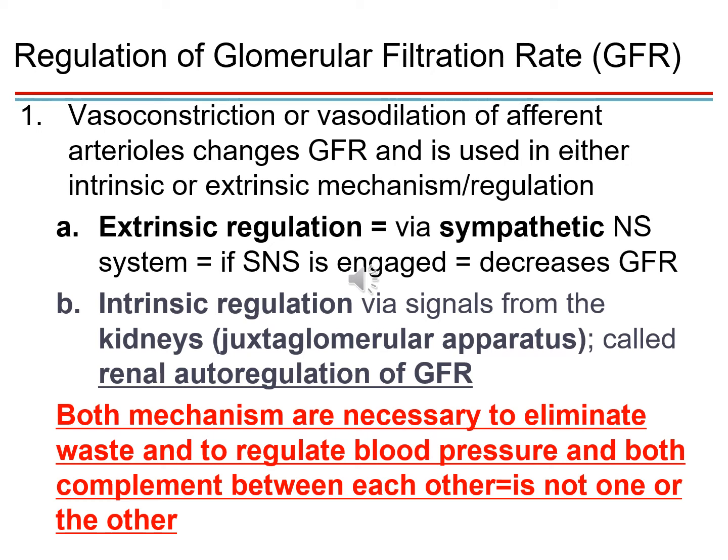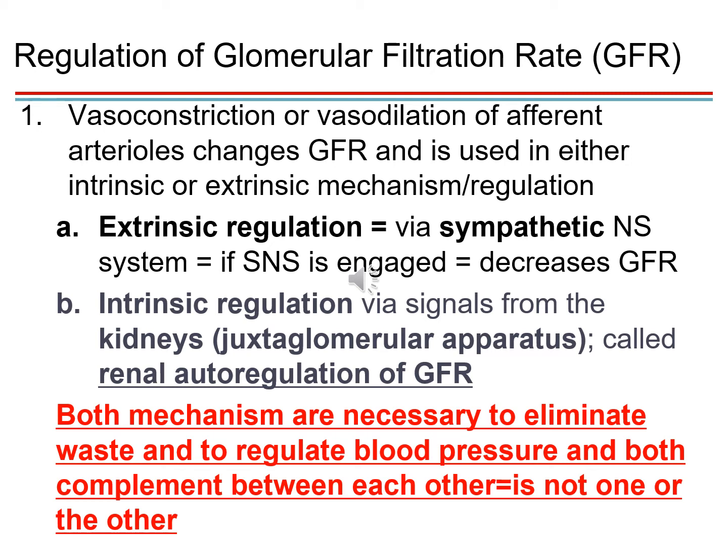The extrinsic mechanism to regulate the glomerular filtration rate is outside of that afferent arteriole, away from that afferent arteriole. Extrinsic regulation takes place by the sympathetic nervous system. In other words, if we engage the sympathetic nervous system, we produce vasoconstriction of the afferent arteriole. By doing so, we reduce the blood flow and we decrease the glomerular filtration rate.